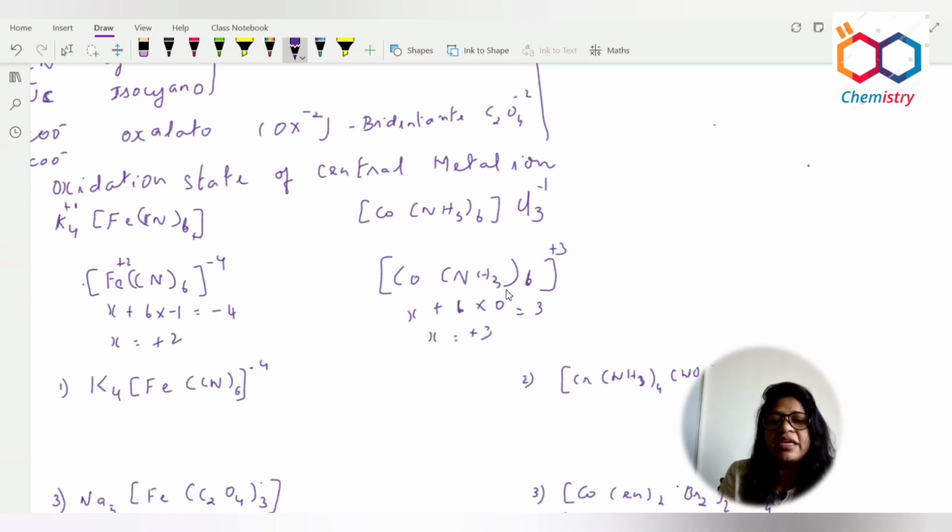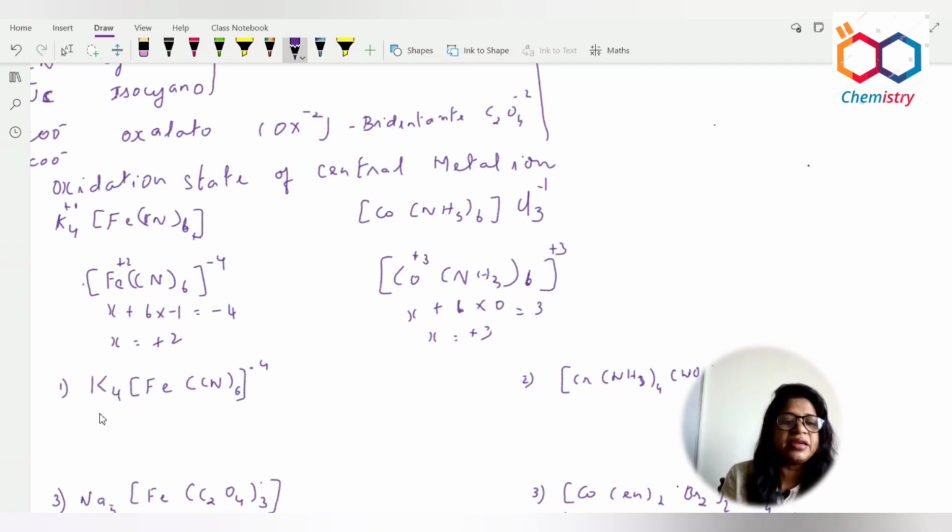Now look at the next complex, [Co(NH3)6]3+. Here we don't know it, but the complex is Cl3, you can see. When you remove 3 Cl minus, you have to put plus 3 above the coordination entity. The oxidation state of Co we don't know, so put x plus 6 times 0, since the charge of NH3 is 0, equal to plus 3, so x is equal to plus 3. So the charge of cobalt is plus 3. Like this, you should know how to calculate the oxidation state of the central metal ion.